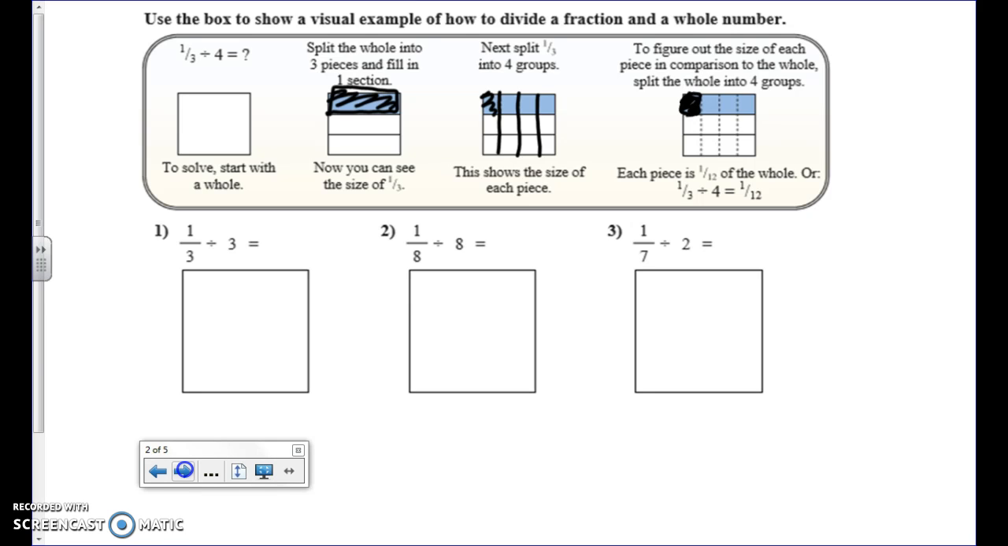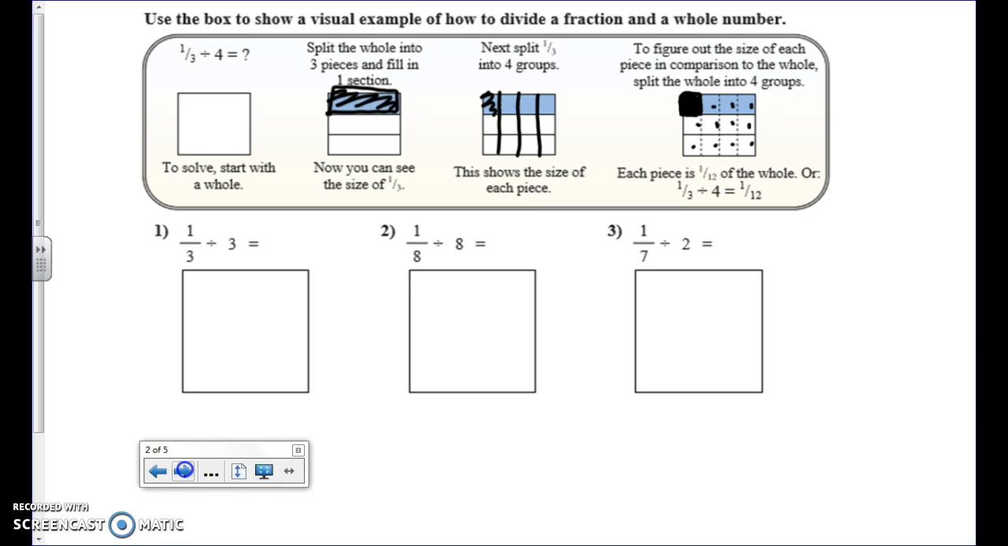And there are a total of 12 different parts. So I need to know how much this black shaded region represents as compared to the entire diagram. If I count how many there are, there's 1, 2, 3, 4, 5, 6, 7, 8, 9, 10, 11, 12 total portions there. So one rectangle would represent 1/12. So 1/3 divided by 4 would be 1/12. Okay, so I'm going to do 3 examples with you here to get you started.